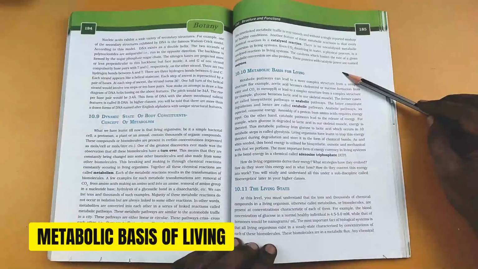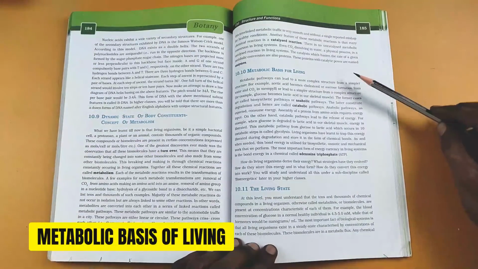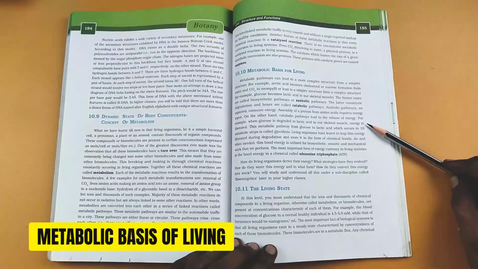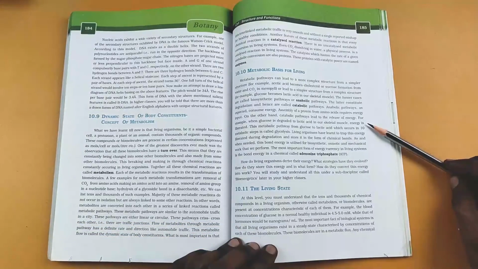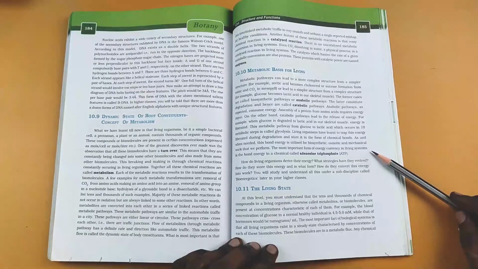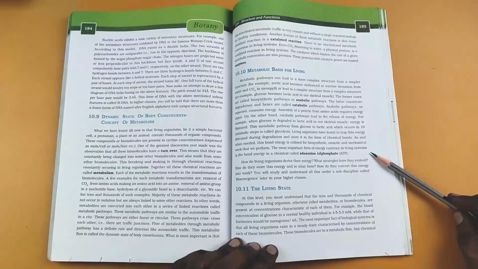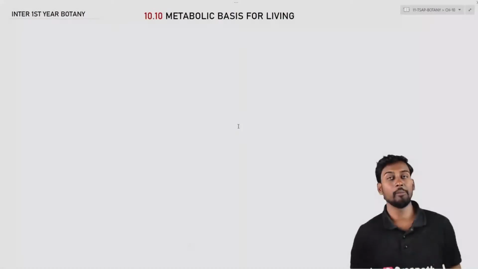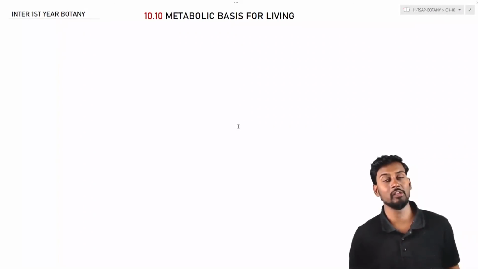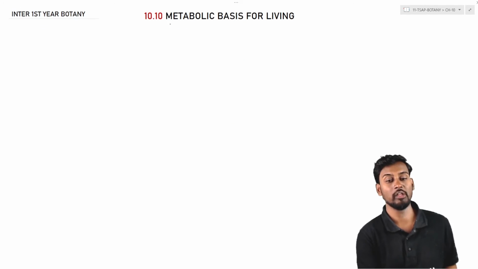So the 10th one is about the metabolic basis for the living. Here we are describing the catabolic and anabolic pathways. Catabolic means oxidation, anabolic means synthesis pathways, we will talk about. And also we will talk about the role of ATP, that is adenosine triphosphate. So coming to the 10th topic, the metabolic basis for the living. So what is metabolic basis for the living?